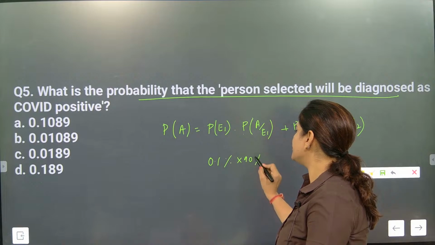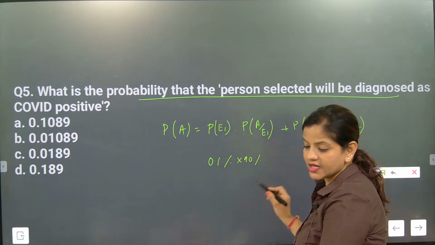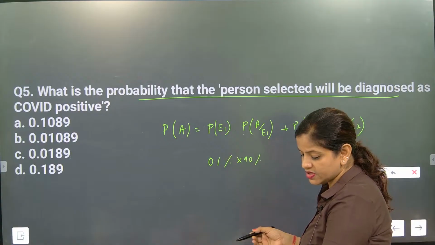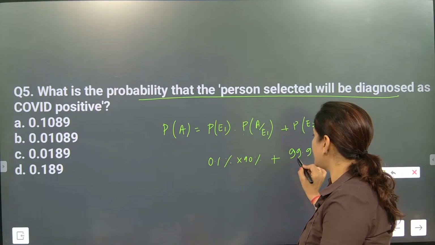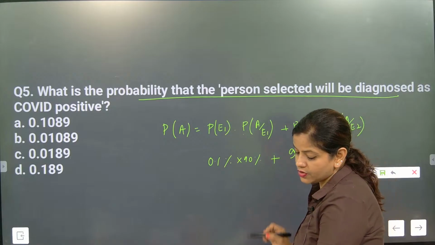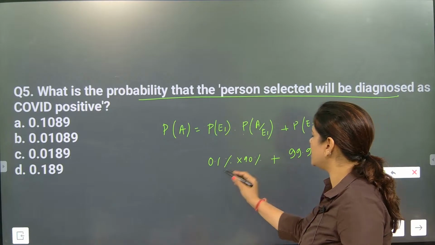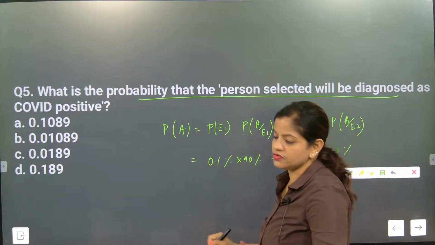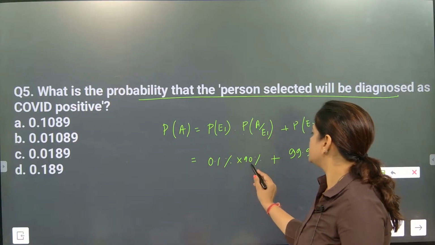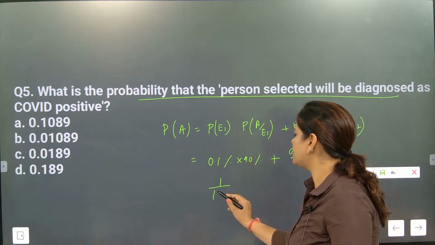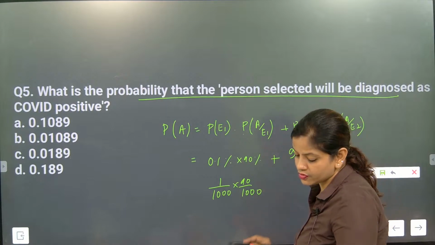In that, 90% people were selected, the machine efficiency was giving 90%, and then not selected was 99.9% people, those who were negative, and in that 1% was selected. So here this is exactly the solving. Whenever you pick anyone, it will be coming as COVID positive. So this part will come 1 by 1,000 into 90 by 1000, like this you have to solve, please.